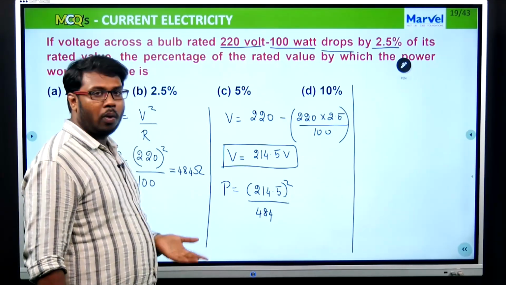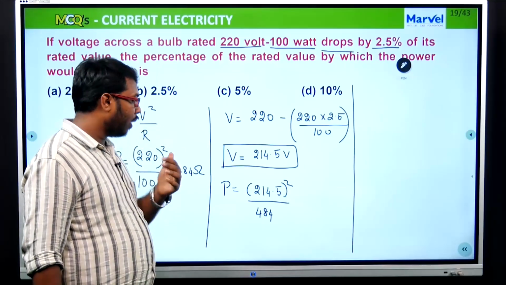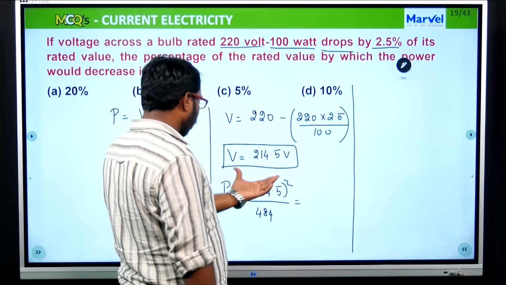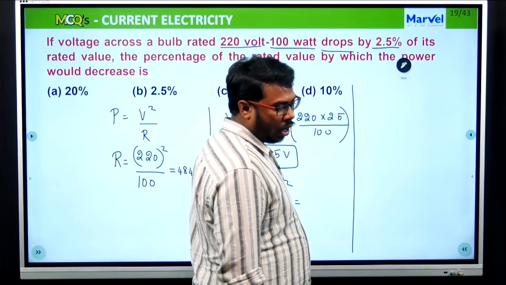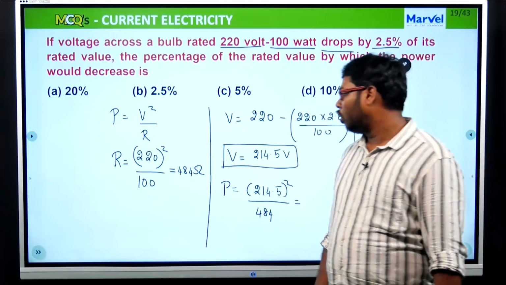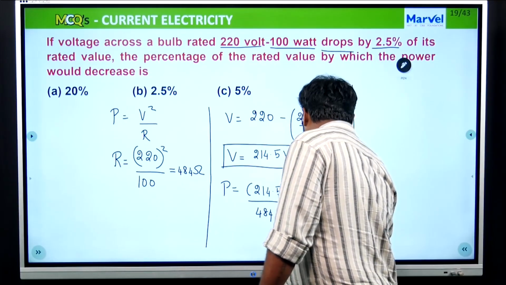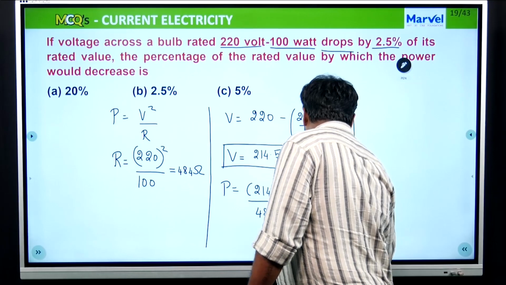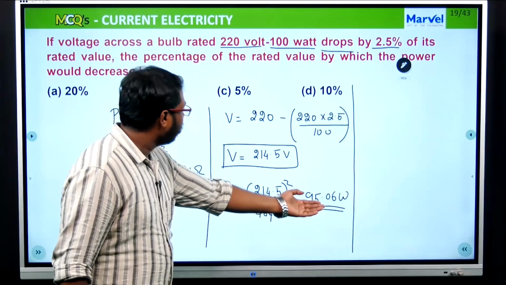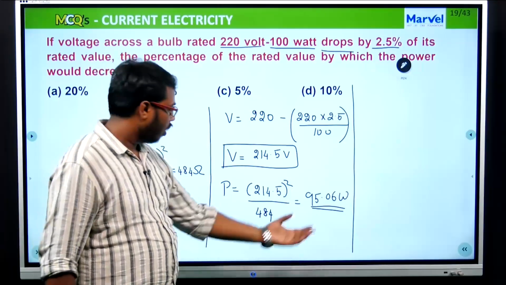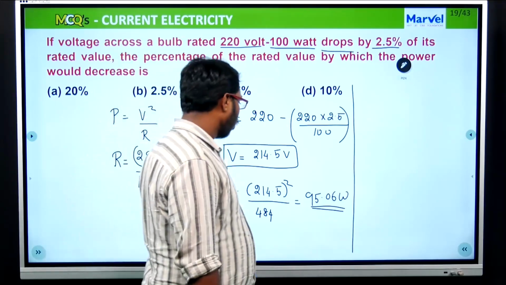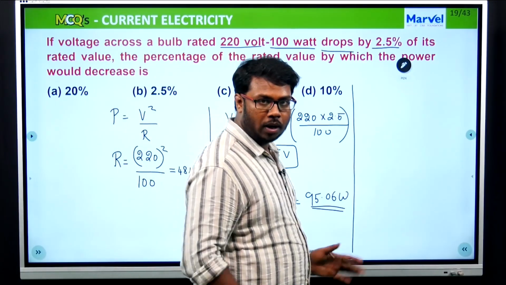Then now what I will do is, I will find the percentage decrease. So to find the percentage decrease, it's very simple. Before that, I will calculate this. On calculating this, what I get is 95.06 watt. See, initially I had 100 watt, now it got reduced to 95.06 watt. So now what is the percentage drop in the power? Simple.